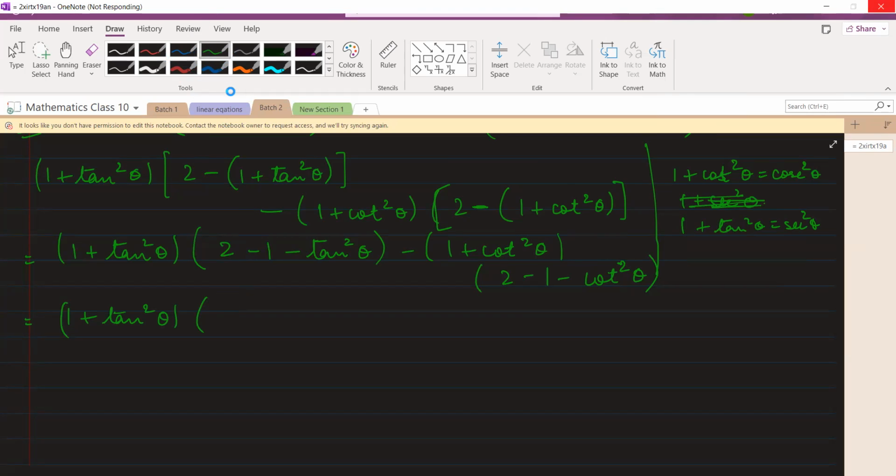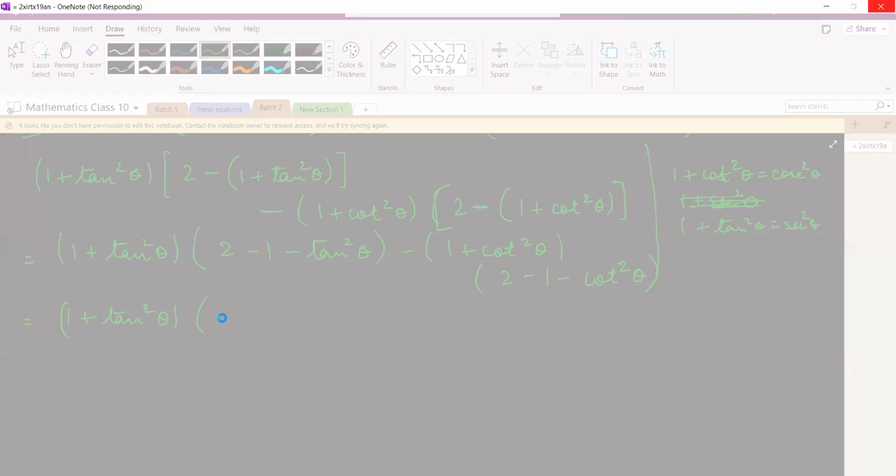Is my screen visible? Yes, ma'am. Okay, just 1 minute. My system is hanged. Okay, now you write it 1 minus tan square theta. Then you have 1 plus cot square theta and 1 minus cot square theta.